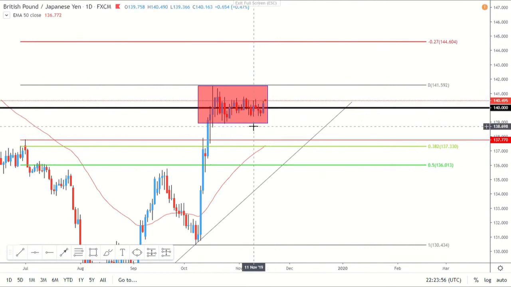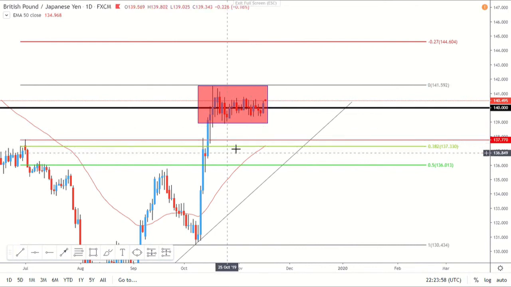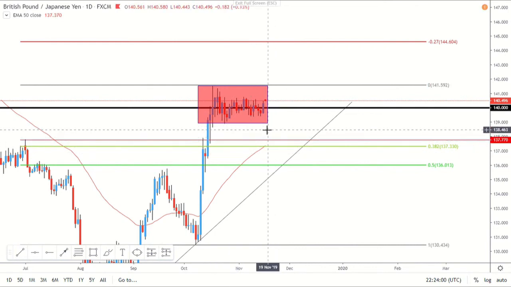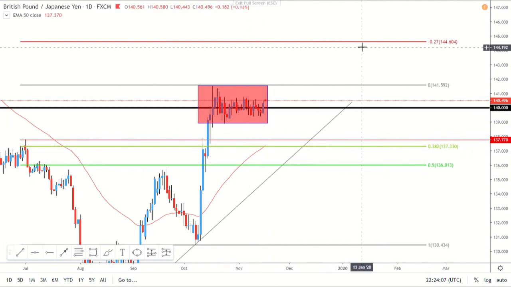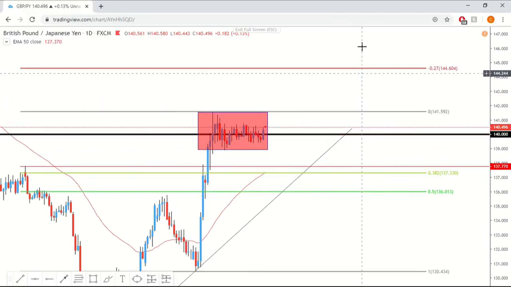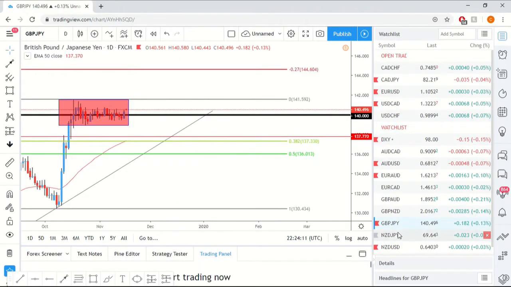I wouldn't be looking for the short, as I'm looking for the long-term long. There's nothing for me to support the short, and obviously the 50 EMA is something to be aware of. And then if we do get into one of these levels, I'll be looking to take it long up to the minus 0.27 extension. That's GBP JPY.